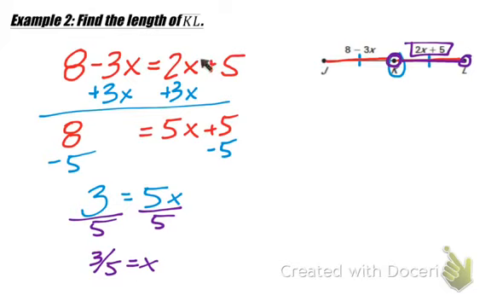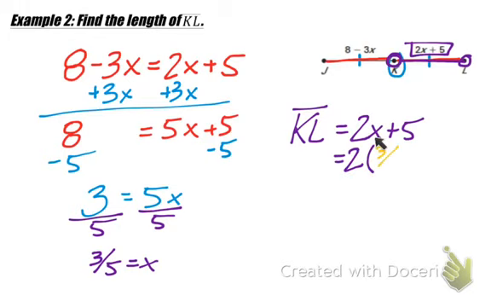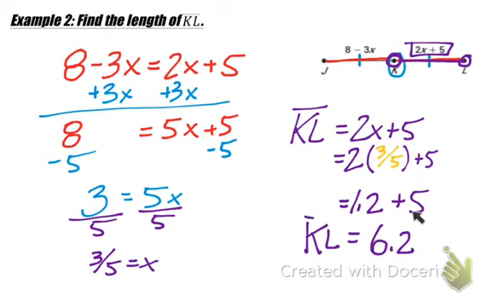So we still need to figure out the length of KL. We just found out what the value of x is. So we're going to take KL, 2x plus 5, and since we know the value of x is 3/5, we have to substitute the 3/5 in for x. So 2 times 3/5 plus 5, and then we simplify 2 times 3/5, we get 1.2 plus 5. The length of KL ends up being 6.2.